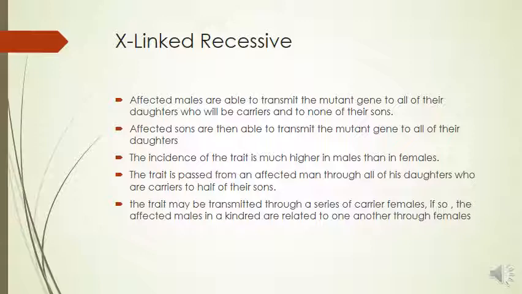Carrier daughters are then able to transmit the mutant gene to half of their sons. The incidence of the trait is much higher in males than in females. The trait is passed from an affected man through all of his daughters who are carriers to half of their sons. The trait may be transmitted through a series of carrier females. If so, the affected males in a kindred are related to one another through females.